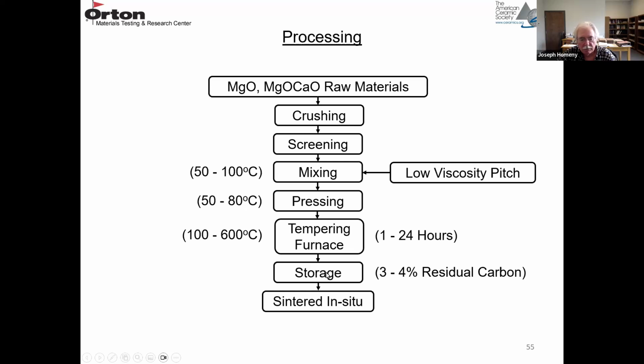It goes into storage. And it has to go into cold storage if it's dolomite based. And after tempering at, let's say, 600 degrees C, you pyrolyze the carbon. You'll have 3 to 4% residual carbon in these materials. And then the sintering takes place in the actual furnace. So these were meant for basic oxygen furnaces. They put them in as the lining after tempering. And then when the furnace is up to temperature, the actual sintering of the MgO or dolomite takes place.